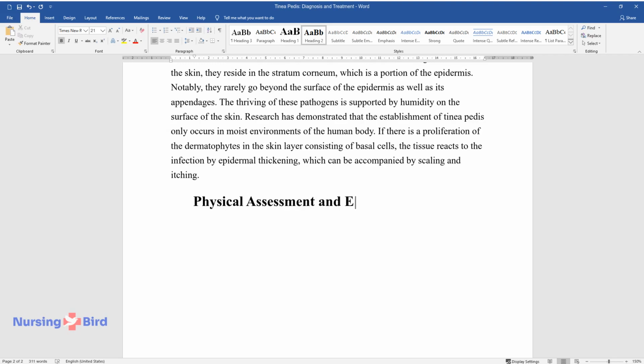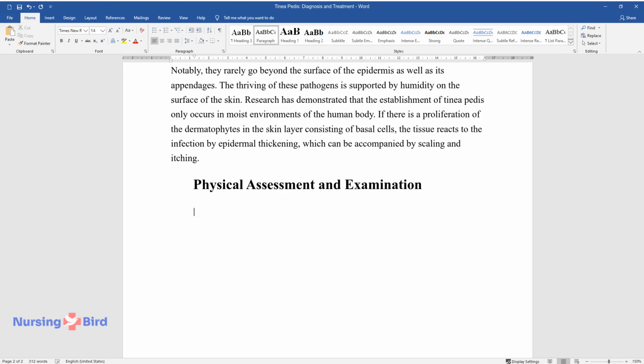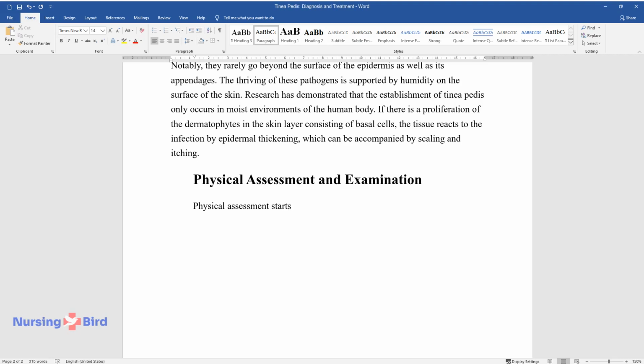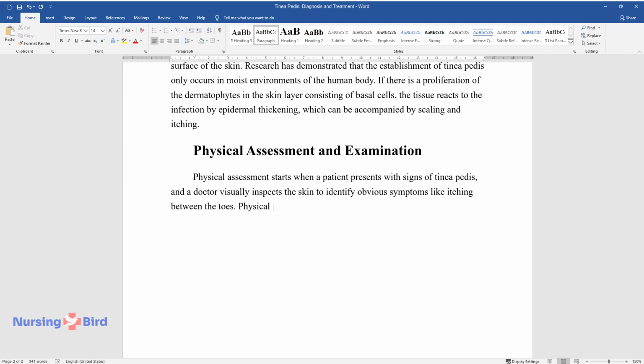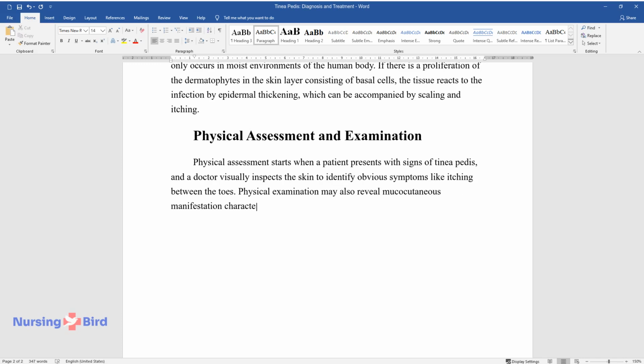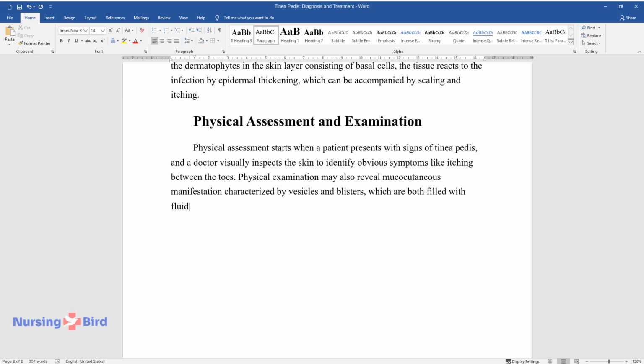Physical assessment and examination. Physical assessment starts when a patient presents with signs of Tinea Pedis, and a doctor visually inspects the skin to identify obvious symptoms like itching between the toes. Physical examination may also reveal mucocutaneous manifestation characterized by vesicles and blisters, which are both filled with fluid. Vesicles are about 5 to 10 mm, while bullae are larger than 10 mm.